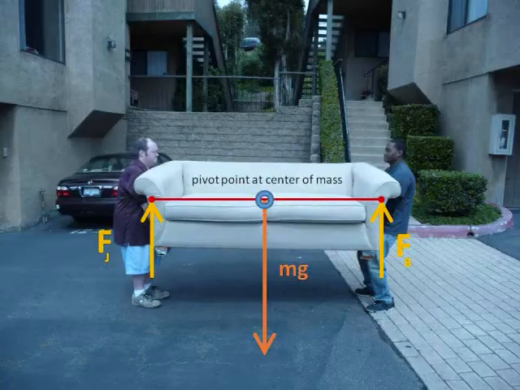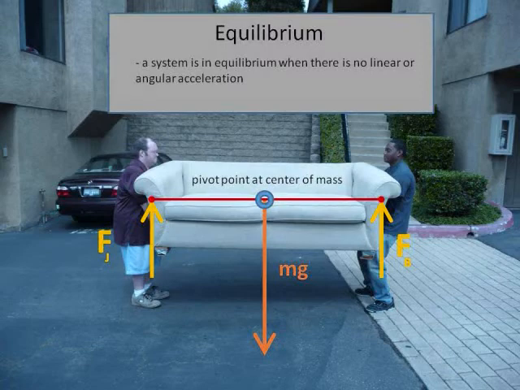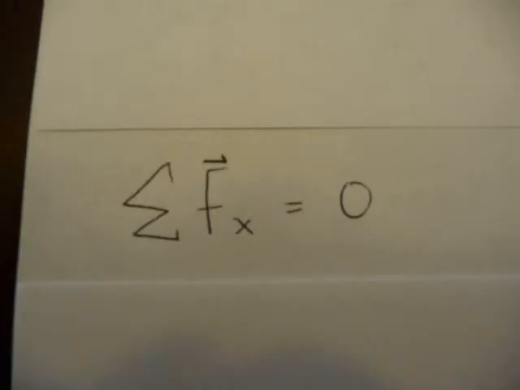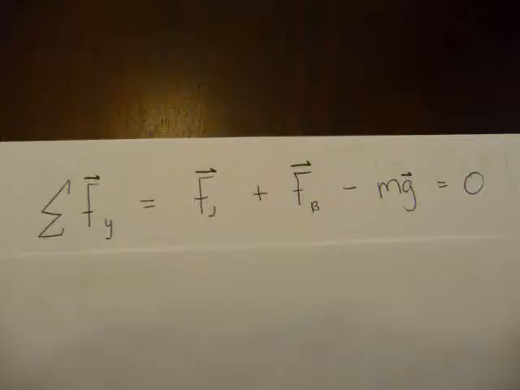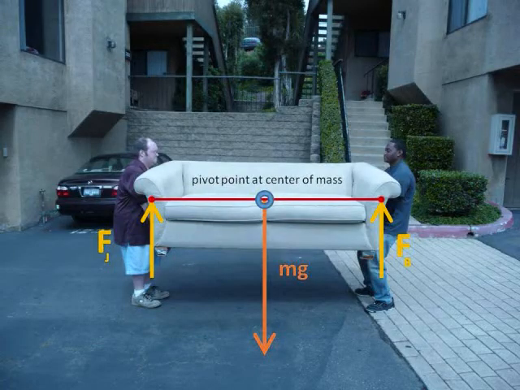How much is each of them carrying? In this situation, the couch is in equilibrium. When a system is in equilibrium, the summation of its forces are equal to 0. In our system, there are no horizontal forces acting on the couch. In the vertical direction, two people are applying an upward force, and the weight of the couch is applying a downward force. We're trying to find the force that each person is exerting on the couch. Because there are two variables, we need two equations, but we only have one.